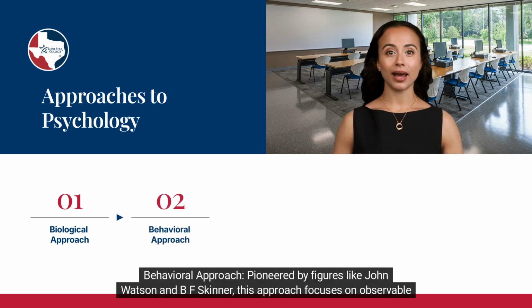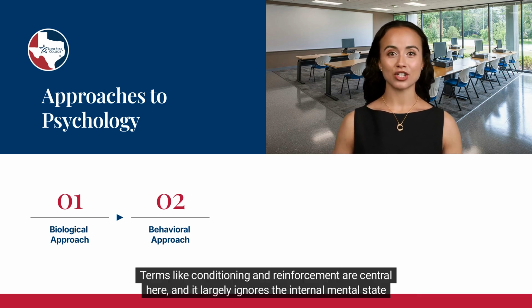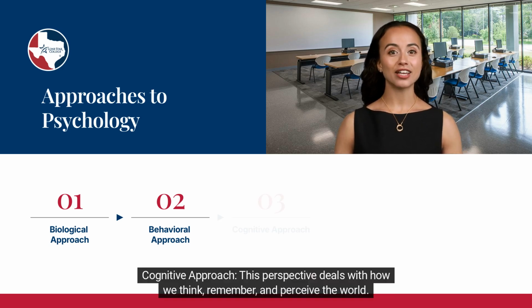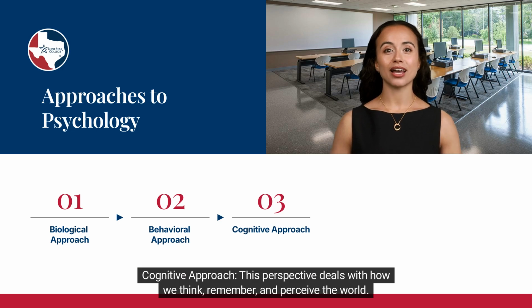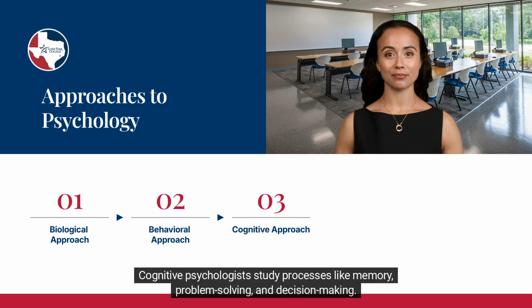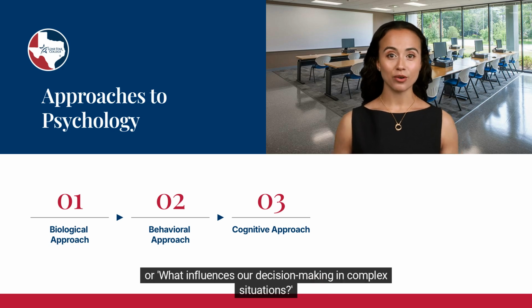Behavioral approach. Pioneered by figures like John Watson and B.F. Skinner, this approach focuses on observable behaviors and how they are learned through interaction with the environment. Terms like conditioning and reinforcement are central here, and it largely ignores the internal mental state in favor of studying outward behavior. Cognitive approach. This perspective deals with how we think, remember, and perceive the world. Cognitive psychologists study processes like memory, problem-solving, and decision-making. They might ask questions like, how do people store and retrieve memories? Or what influences our decision-making in complex situations?